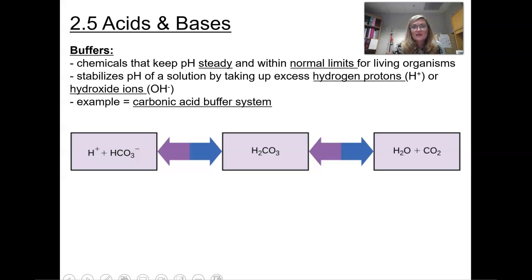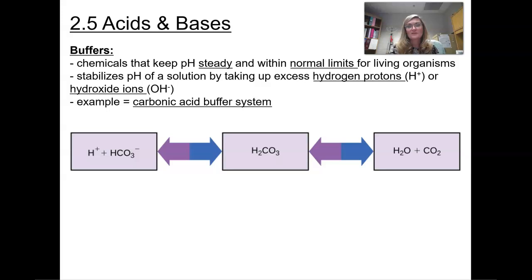Buffers are going to be chemicals that help to keep a pH steady and within normal limits of a living organism. It's going to help to stabilize the pH of a solution by taking up excess hydrogens or hydroxides. For example, you have a carbonic acid buffer system that you see here below. If you take a real world example, maybe your stomach acid is too strong or it's causing you indigestion, you could take things such as Tums to bring that acid up so it's not as acidic, and that would be adding into it.